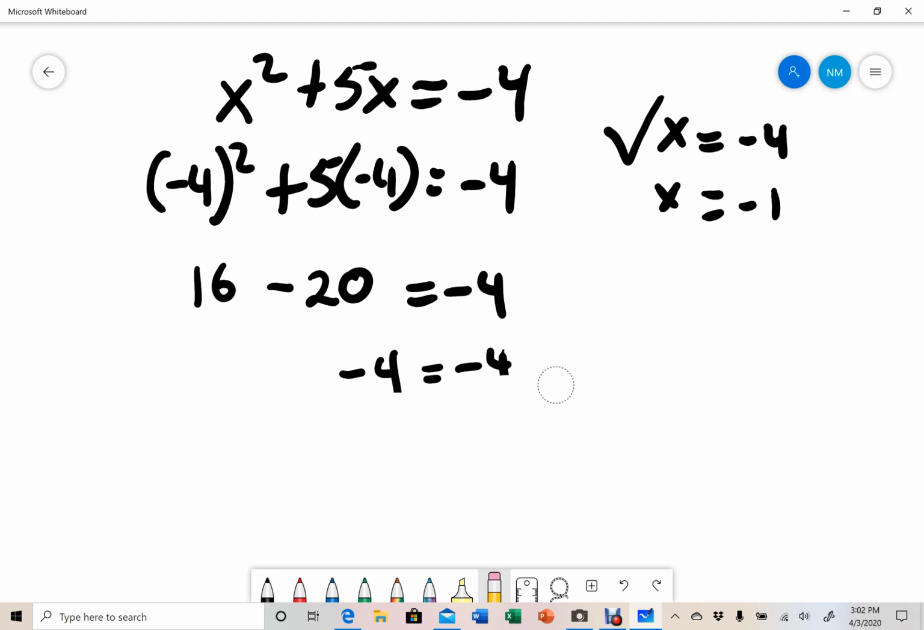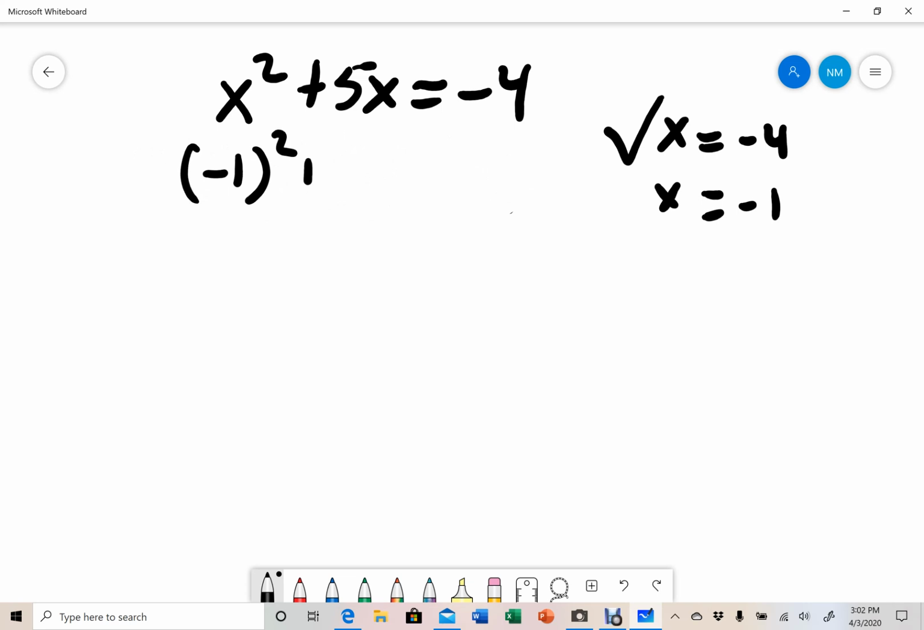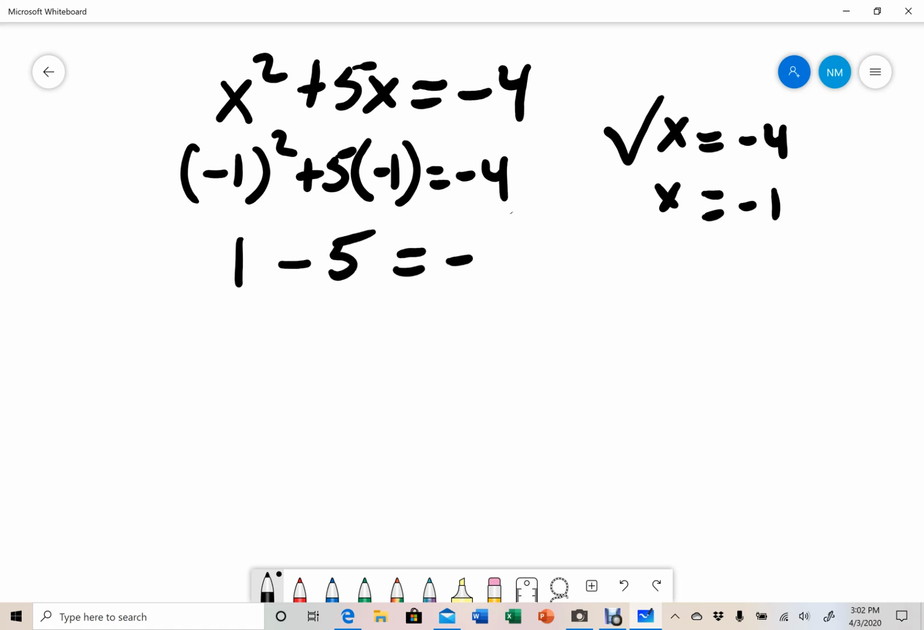Now let's try for -1. Let me erase this. Take the same equation and we plug in -1. So I have -1 squared plus 5 times a -1 equals a -4. -1 squared is a positive 1, and 5 times -1 is -5. I have 1 positive, 5 negatives, so I have 4 negatives. So this one also checks out, and that is correct.